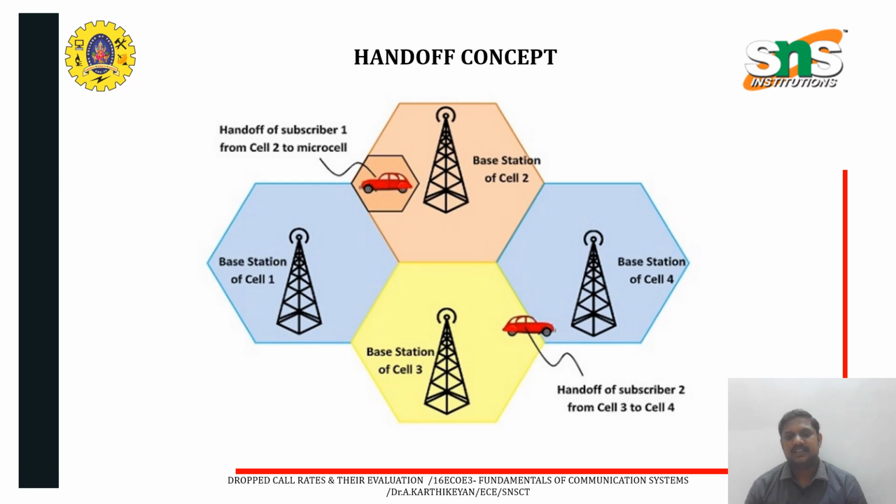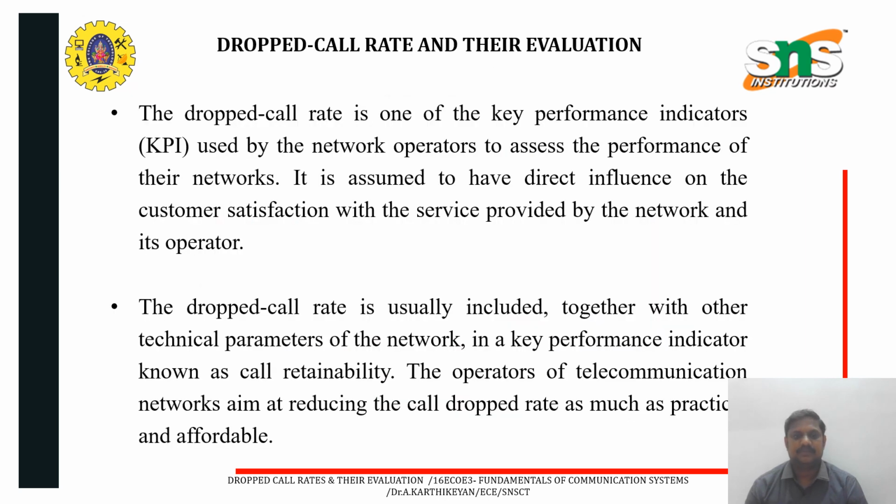You can see this diagram and definitely understand. We have the handoff concept. We have base stations, cells 1, 2, 3, 4. The subscriber moves from cell 1 to cell 2, and automatically the proper handover takes place. Then only the call drop is avoided. Otherwise, the call drops and is automatically disconnected, the customer is not satisfied. But if the proper handoff is there, the call drop rate is minimized.